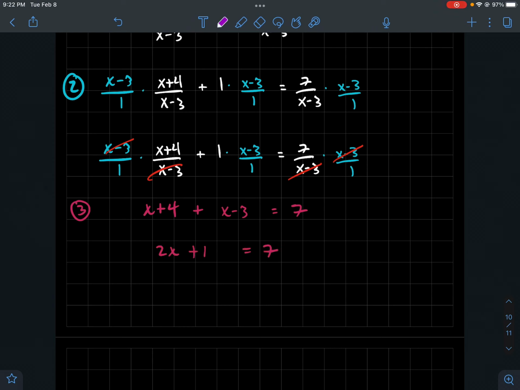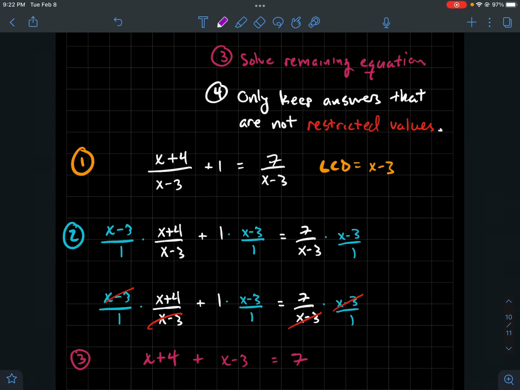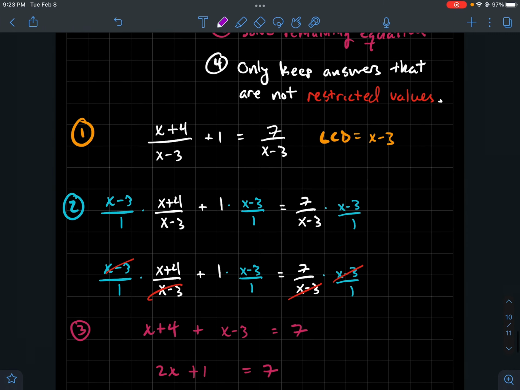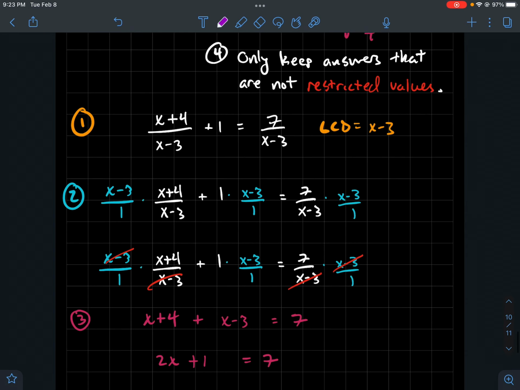And so if we go through and solve this, it looks like there's 2 x's there, and then plus 1 is 7. Move that 1 over, so you get a 6 on that side, and divide by 2, so you get 3. We're pretty pumped. We solve the remaining equation. We get x equals 3, but now we're on to step 4. We only keep answers that are not restricted values. So let's take a look.